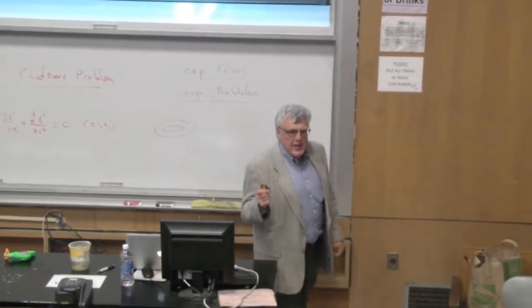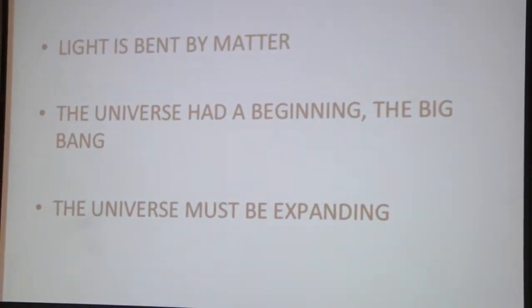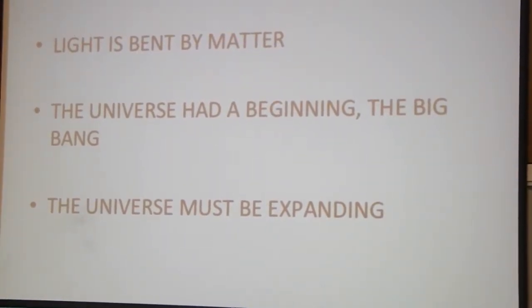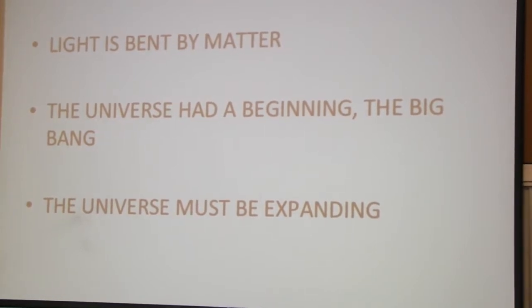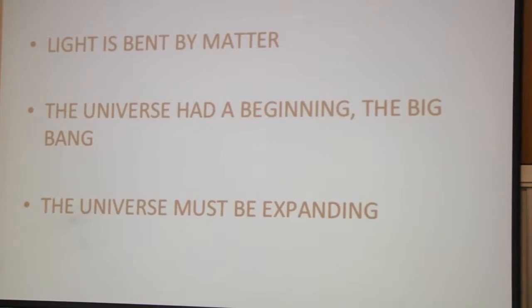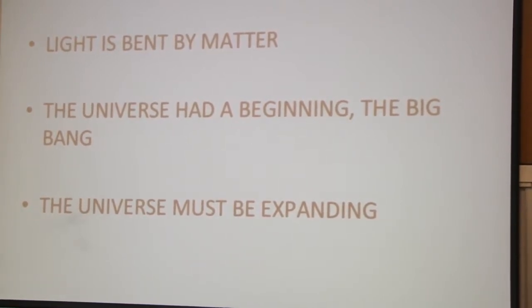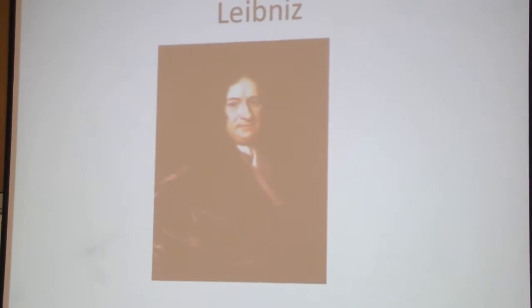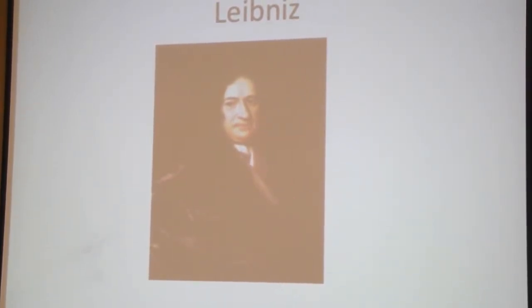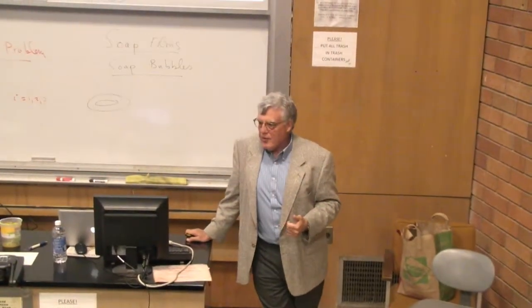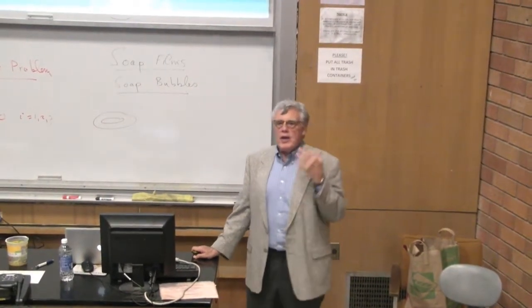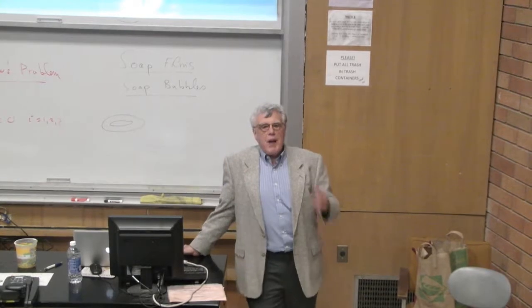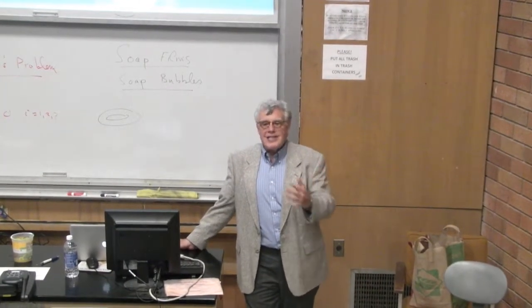Einstein's theory was an astounding accomplishment because he showed that light is bent by matter, that a light ray traveling near the sun is curved, and Einstein's theory again predicted the universe had a beginning, and the universe is expanding. Now, the person who actually had the vision to write down the first universal mathematical law to describe all phenomena in nature, not just soap films, not just soap bubbles, but everything, was Gottfried Wilhelm Leibniz, who in 1707 wrote a letter expounding on what he called the principle of least action.